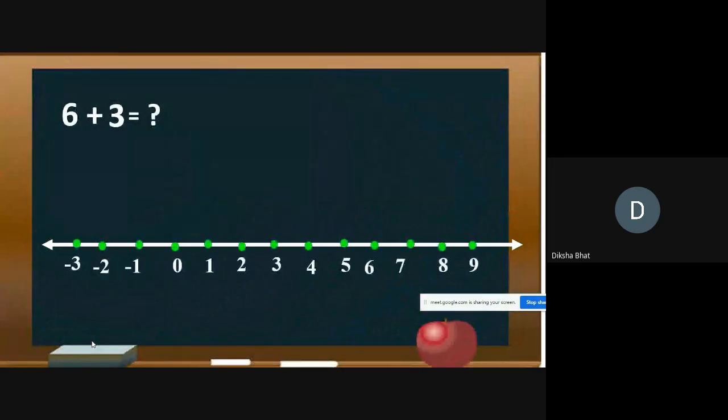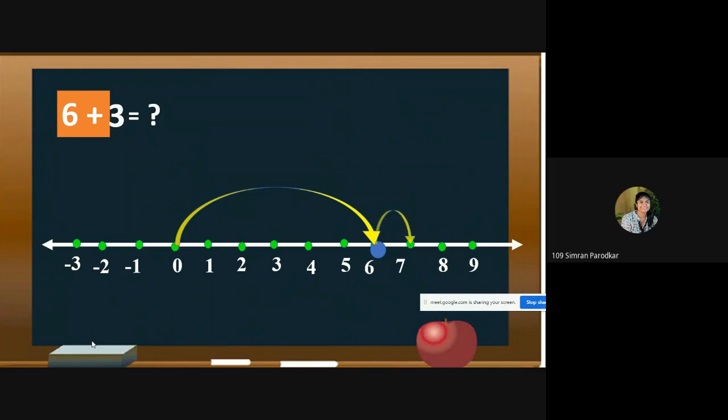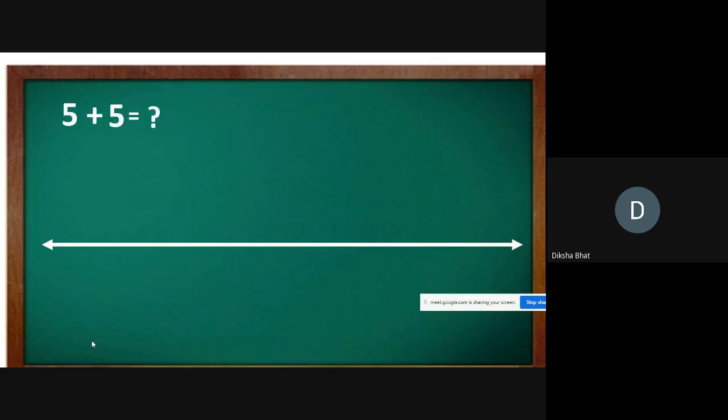I want others to answer. Which is the first step? We have to mark the numbers on the number line. Correct. After that, since 6 is the first integer, we have to mark positive 6 on the line. Yes. After that, we have to move 3 places from positive 6. Correct. And what will be the answer? Positive 9. Correct.